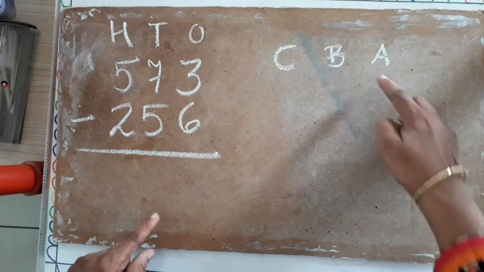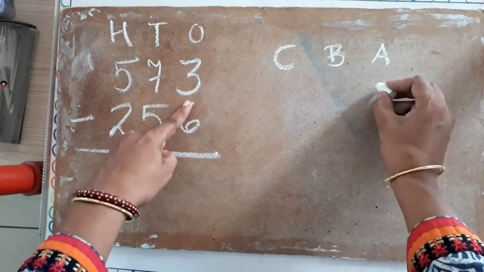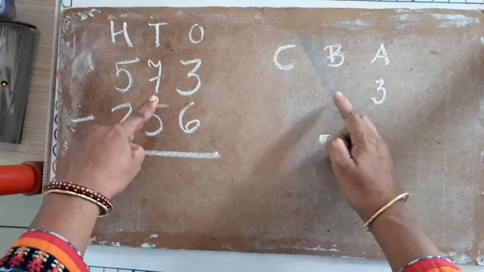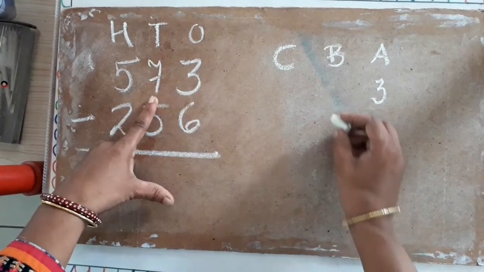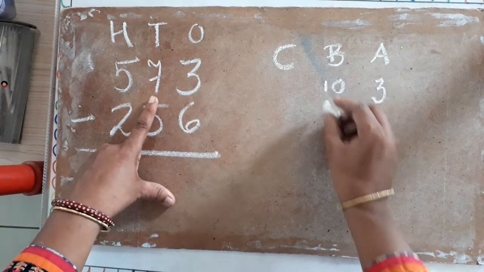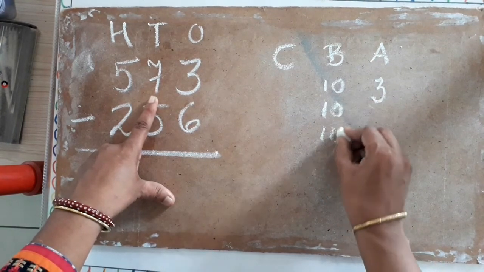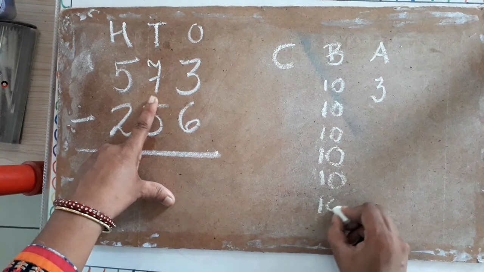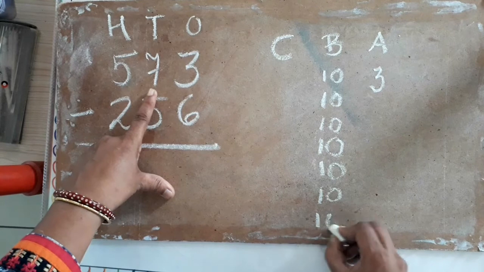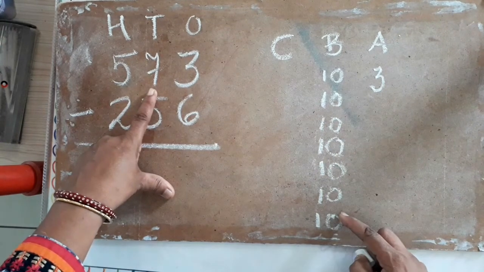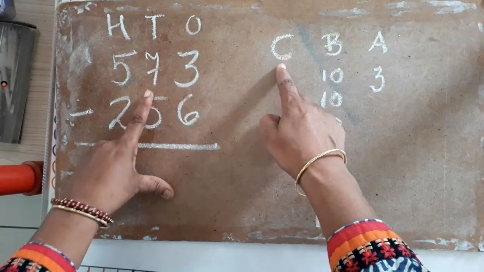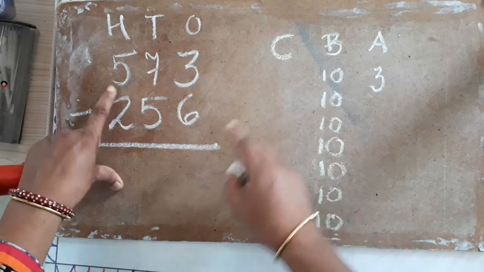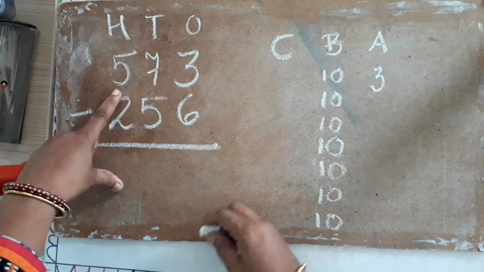Let us discuss this question. Here A person is having 3 loose pens. B person is having 7 tens. That is 1 ten, twice, thrice, 4 times, 5 times, 6 times and 7 times. So 7 tens, and person C is having bundles of 100, and he is having 5 bundles of 100.